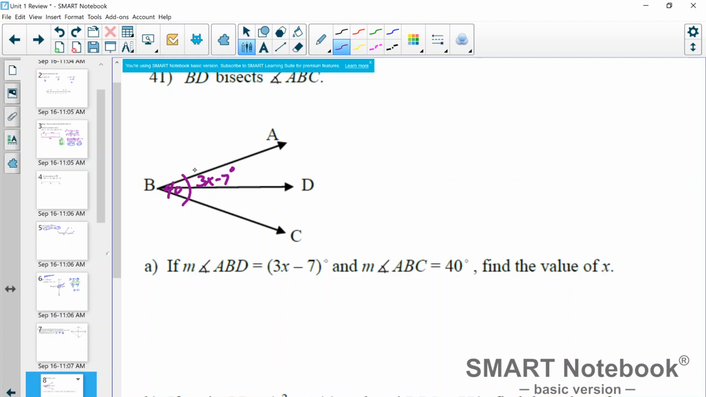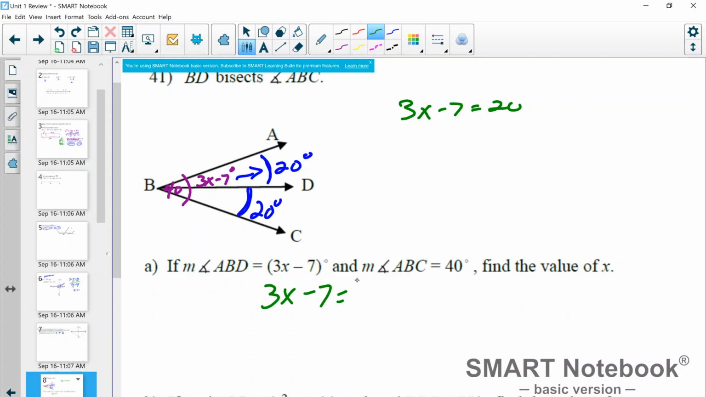Well, if BD bisects the angle, then that means it's cut in half. So the part that is 3x minus 7, well, if the whole thing is 40, then this top half is only going to be 20 degrees, and this bottom half is also 20 degrees. So 3x minus 7 is going to be equal to 20. And this is for a.